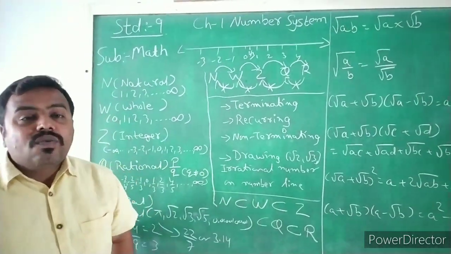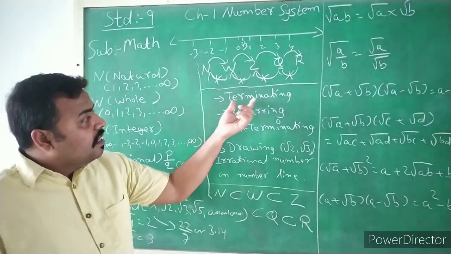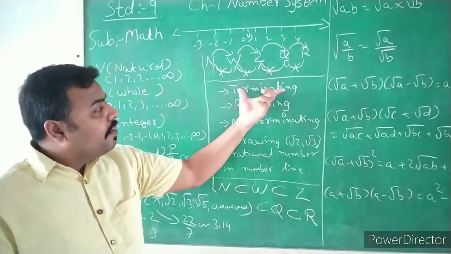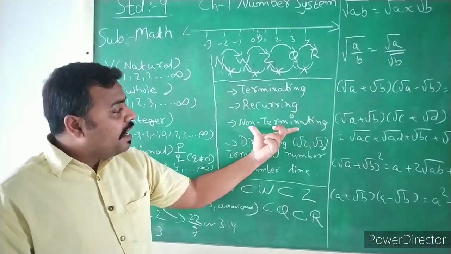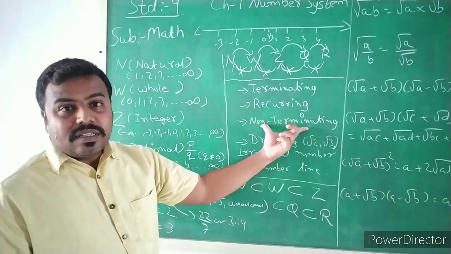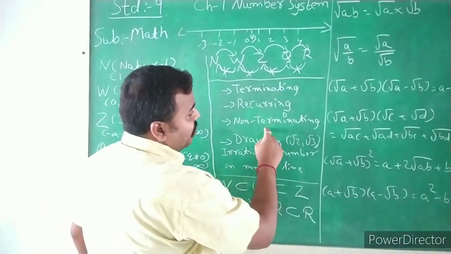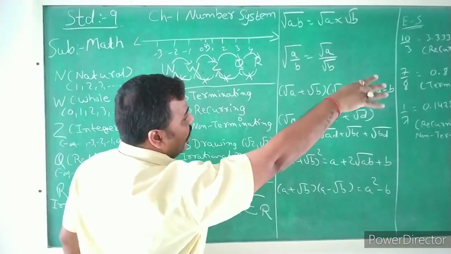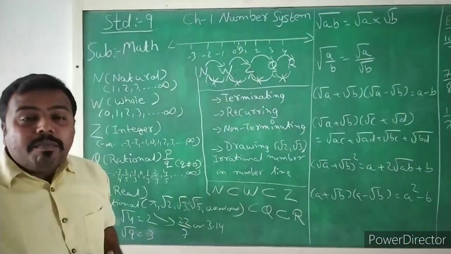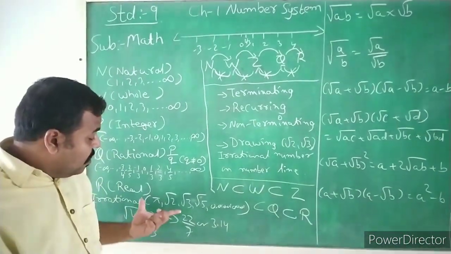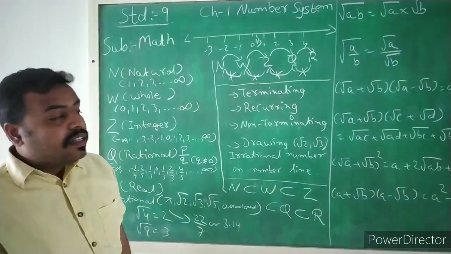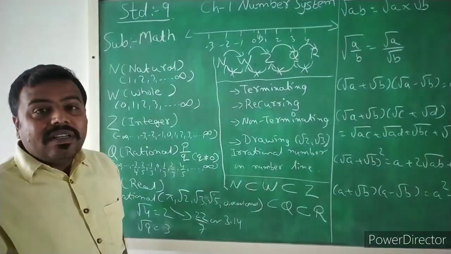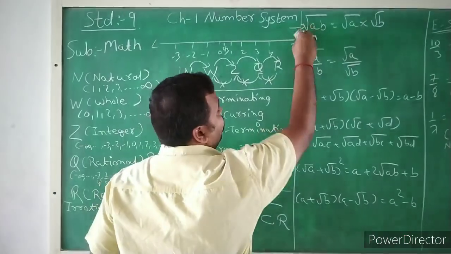Now moving forward to our next session, that is the numbers can be terminating, recurring and non-terminating numbers. That is, these 3 concepts I will be discussing at the last. Now some basic properties when irrational numbers are given. So for that you have to remember 6 different basic properties.